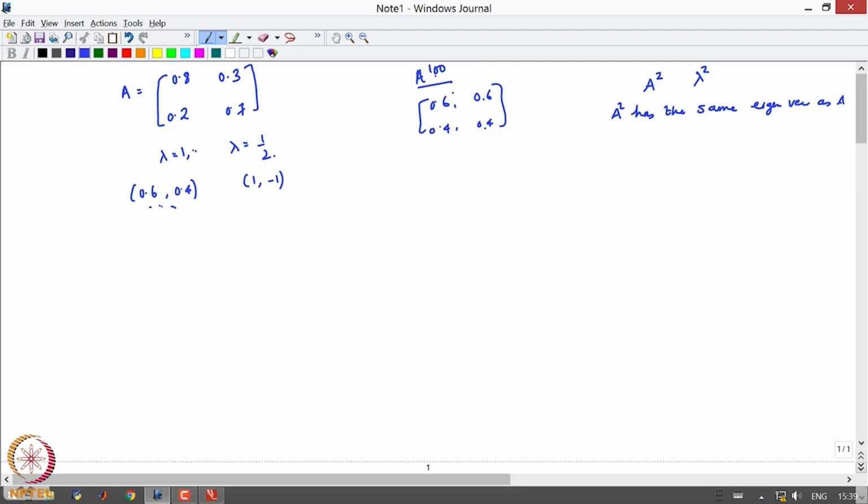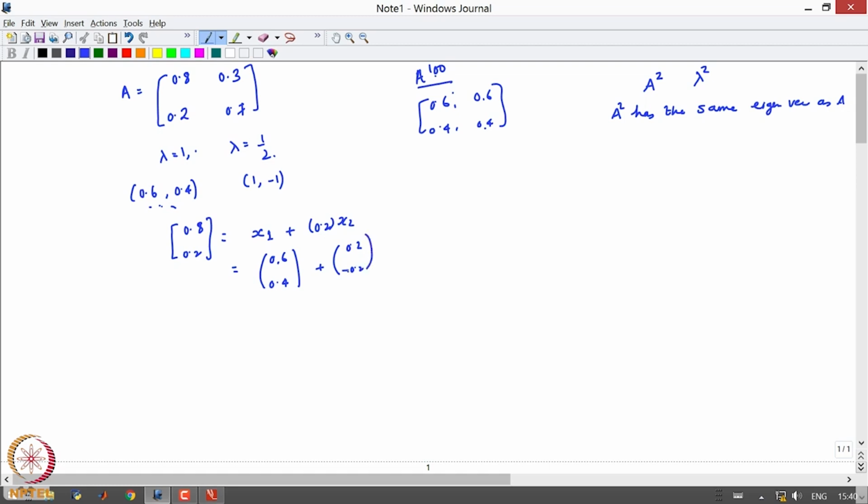So how do we go about doing this? The column (0.8, 0.2) can be represented in terms of the eigenvectors as x1, which is the first eigenvector, plus 0.2 x2. That is simply (0.6, 0.4) plus the vector x2, which is (1, -1), scaled so this will be 0.2 and this will be -0.2.